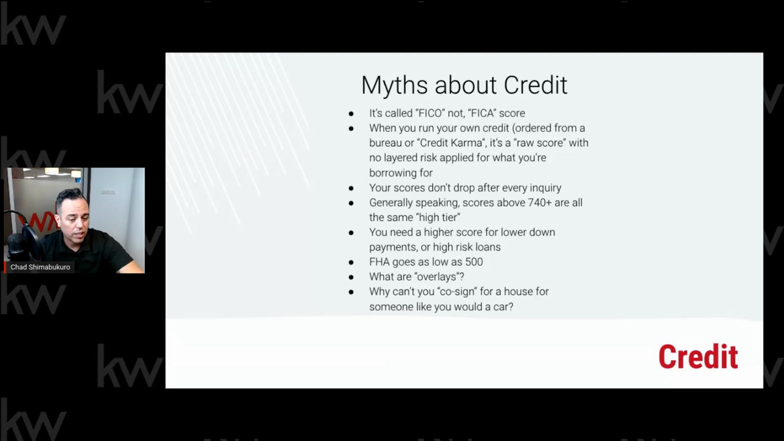One that I get a lot of is, why can't you co-sign for a house like you would a car?